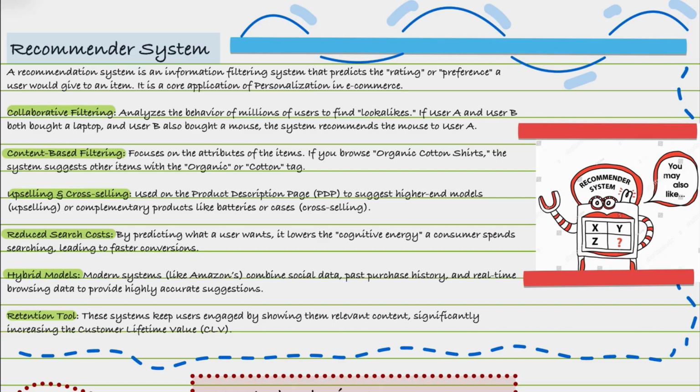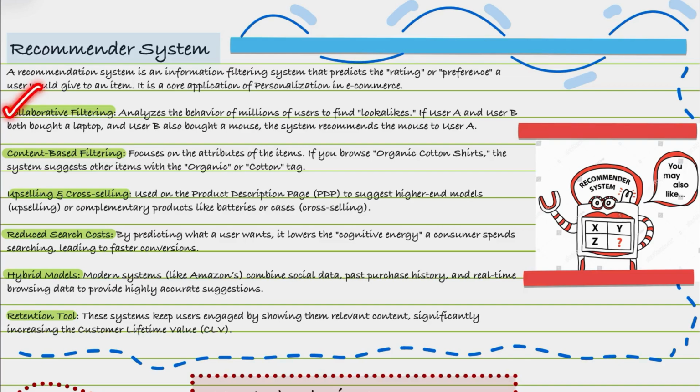So a recommendation system is an intelligent information filtering platform or information filtering algorithm that predicts the user preferences. Alright, it predicts the user preferences and serves them highly personalized whatever product they want. So it is an ultimate implementation of personalization which happens in e-commerce. So we'll break down the primary methodology that is used in this system.